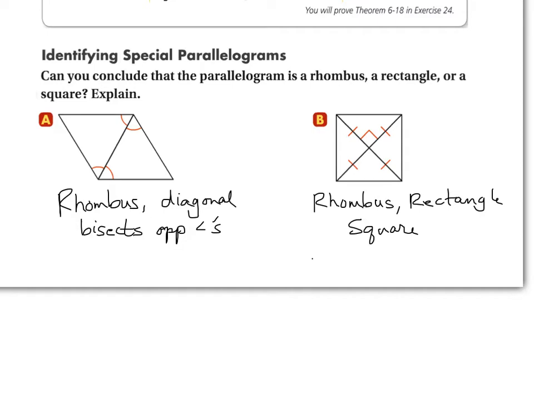And my reason is because the diagonals are perpendicular and the diagonals are congruent. So we know it's a rhombus and a rectangle. And because it's a rhombus and a rectangle at the same time, we also know that it is a square.